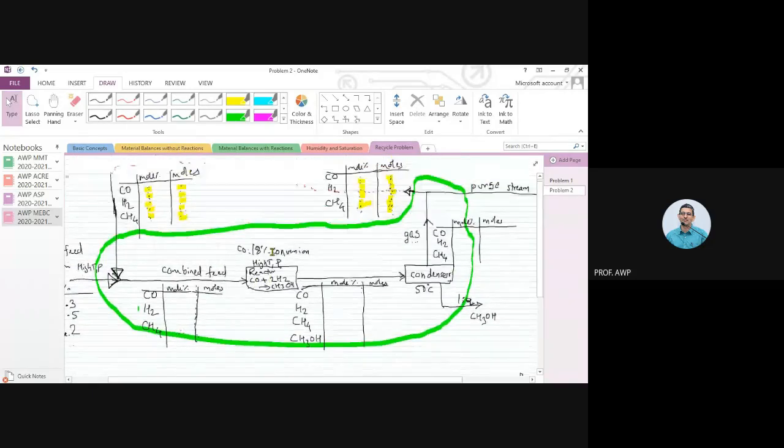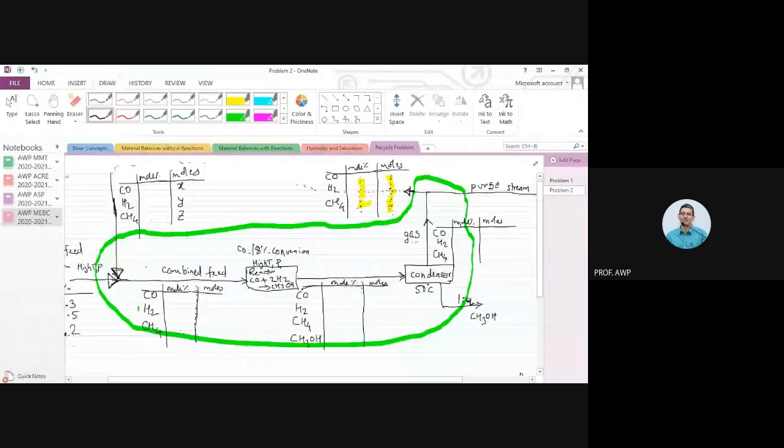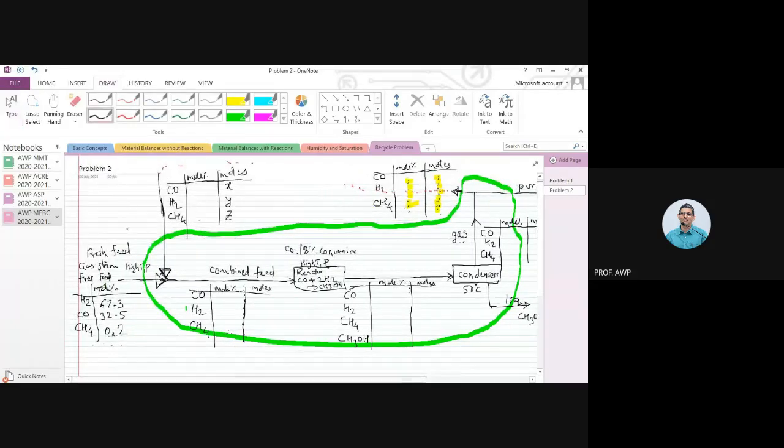Okay. Now, if this is the case, since I don't know anything about this stream that is coming into this control volume, which is that broken recycle stream now, I am free to make assumptions that this has X moles of carbon monoxide, it has Y moles of hydrogen, and it has Z moles of methane. Okay. Now, if I make that assumption, my basis is 100 moles of the mixture, fresh feed, right?